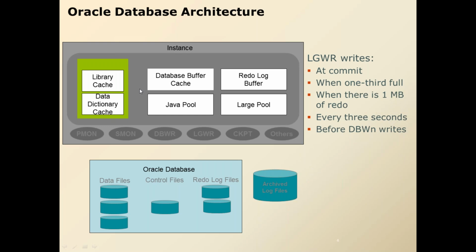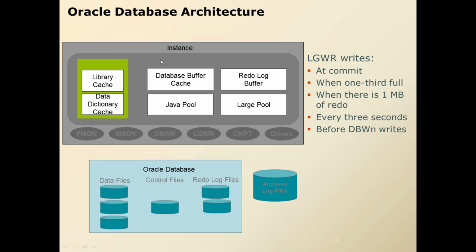This architecture is big, as you all know. I'm going to discuss only a brief about it, whatever is needed for Golden Gate. Oracle database architecture is divided into two parts, instance and Oracle database. The instance contains memory structures as well as background processes. The Oracle database contains the files: data files, control files, and redo files.